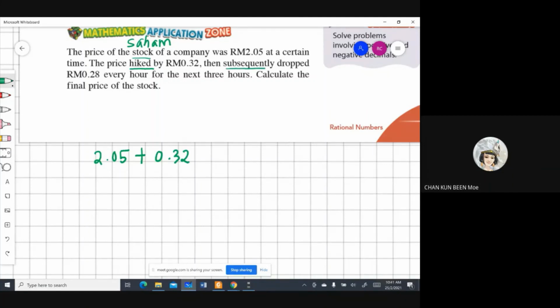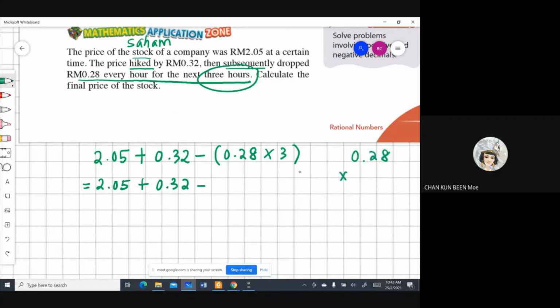Then subsequently, seterusnya dropped, turun 0.28 every hour for the next 3 hours. So this part meaning that you are going to minus 0.28. Okay, 0.28 is 1 hour, but then for 3 hours, so we have to multiply by 3. Okay, so this basically is the way of showing the working. This working will be given 1 mark if you know how to show. So from here, we have addition, subtraction, multiplication, and bracket. So easy, bracket comes first. Okay, the rest you copy down. This will be 2.05 plus 0.32 minus 0.28 times 3.